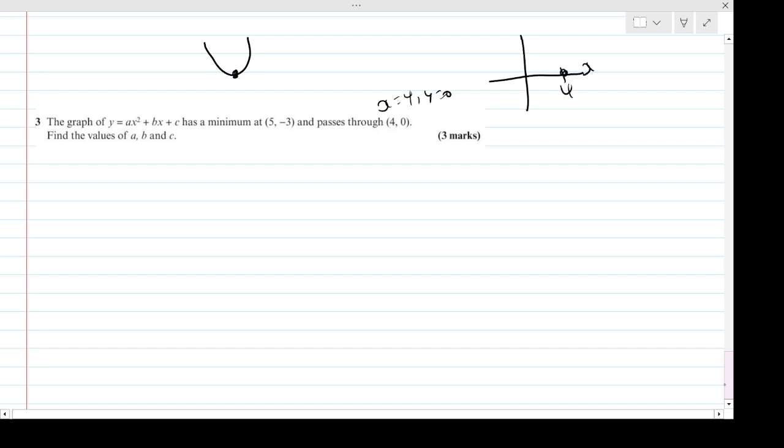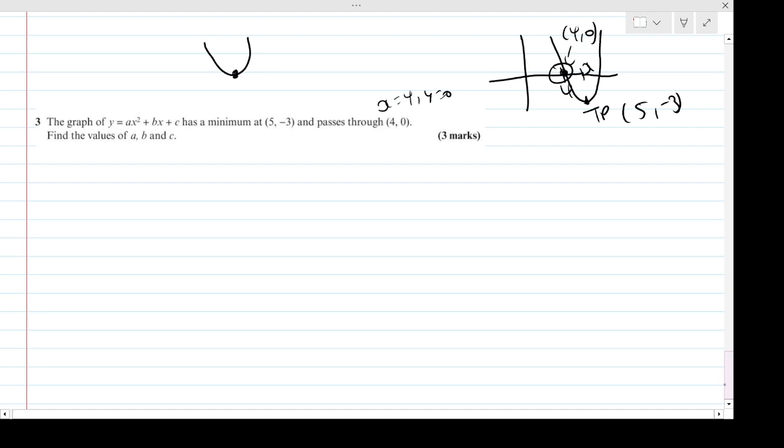Okay, find the values of a, b, and c. So a minimum at (5, -3), it's going to be down there. So it's going to look like that, right? Kind of, perhaps. Yes. So that's the turning point of (5, -3), and that's the x-axis intersection of (4, 0). Okay, it's asking us again to work backwards in a way to find the values of a, b, and c.